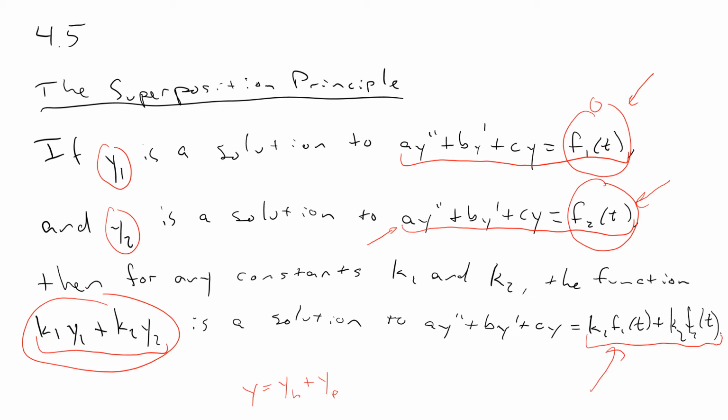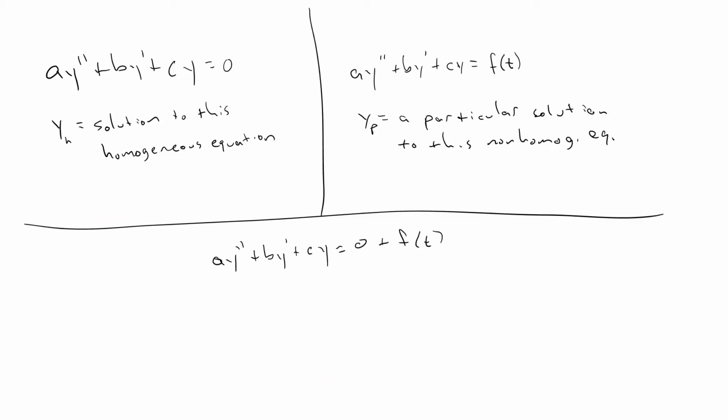Alright, so let's go to the next slide and give a clear explanation of what this is all about. Alright, so let's look in a little more detail at what I was talking about at the end of the previous page. Suppose we have these two differential equations, ay double prime plus by prime plus cy equals 0, and then this other differential equation, ay double prime plus by prime plus cy equals f of t. Notice the left-hand sides of both equations are exactly the same, only the right-hand sides are different.